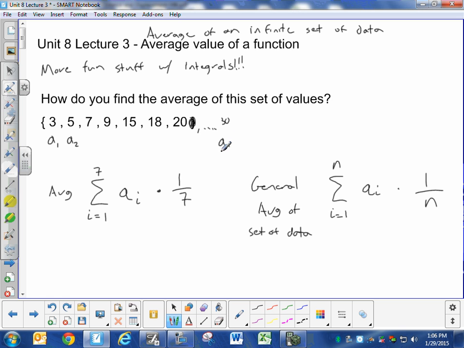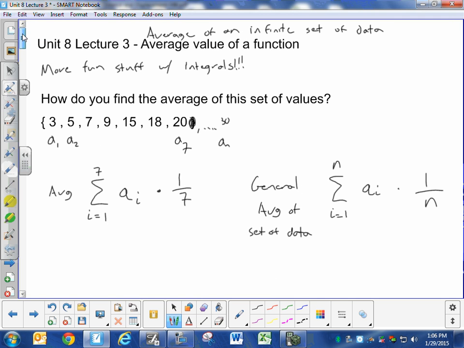Whatever the number is under my last A tells me how many numbers I have. So in this situation, this 20 was A7, so that tells me I have a total of 7 numbers. That's why I multiplied by 1/7. Whatever this n is for the last value, I multiply by 1 over that n. It helps things make sense by saying it's the first, second, third, fourth, nth number.